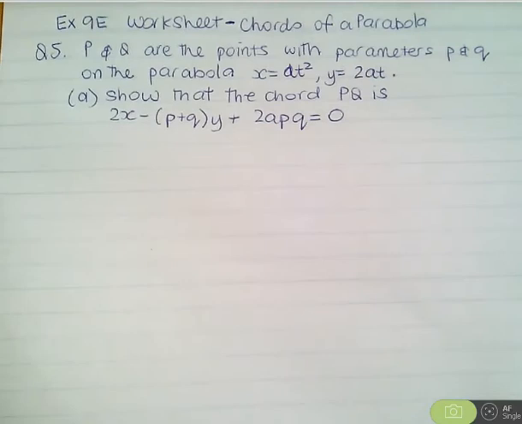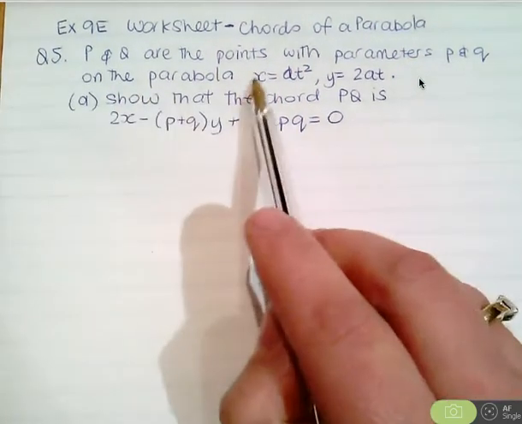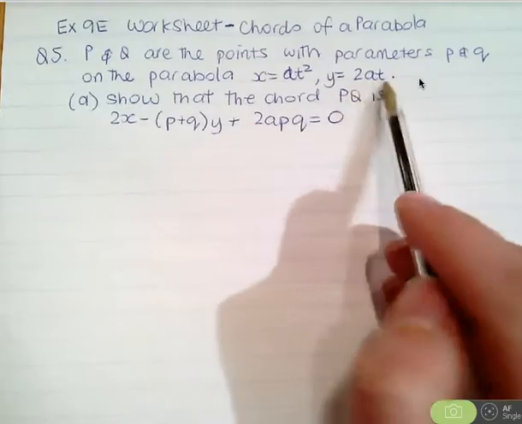Now I will stop the video so that you can try it on your own, and then you just need to watch through the video if you're having problems. So the first question, question 5, says that P and Q are points with parameters p and q on the parabola x equals at squared, y equals 2at.